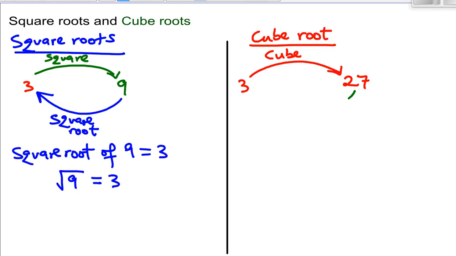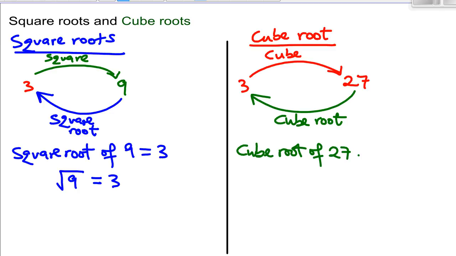The opposite of that is what we call cube root. So you can say cube root of 27 is 3. In mathematics, we use this notation. It's like a square root, but you have a 3. So cube root of 27 is 3. That's the difference between a square root and a cube root.